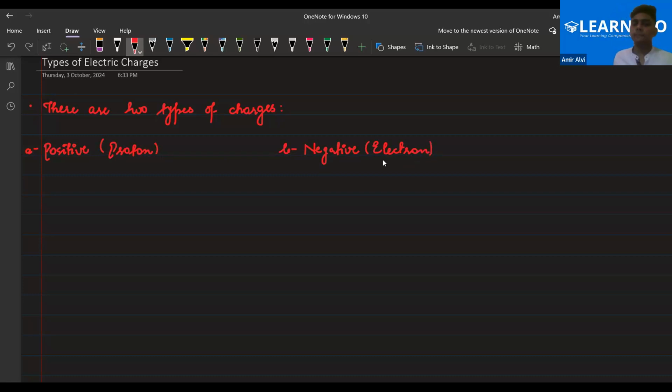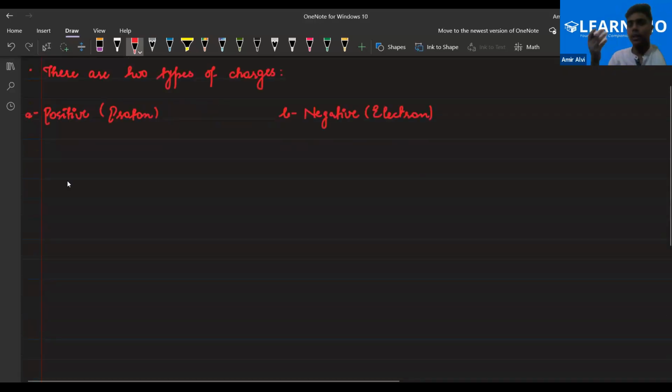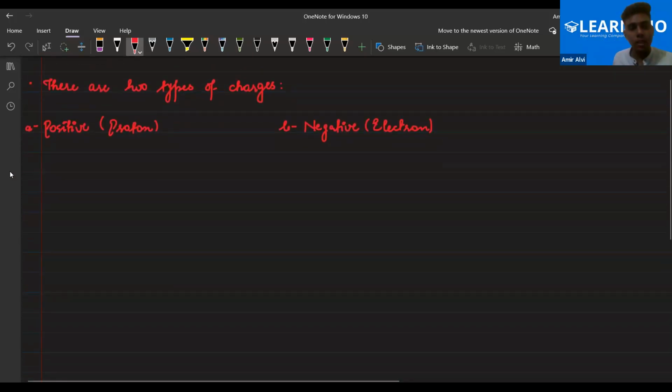Okay, so this is the thing. Now let's understand the basic properties of charges, the things that are required to understand charges. The first thing: opposite charges attract each other, not repel, sorry. This is the basic property of charges.